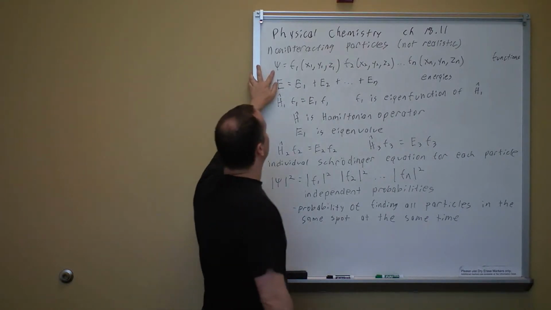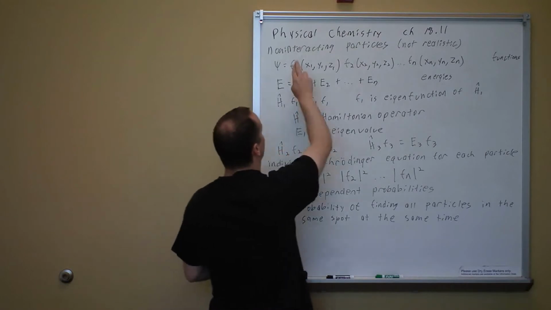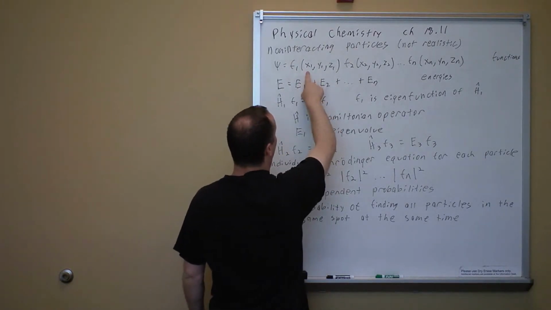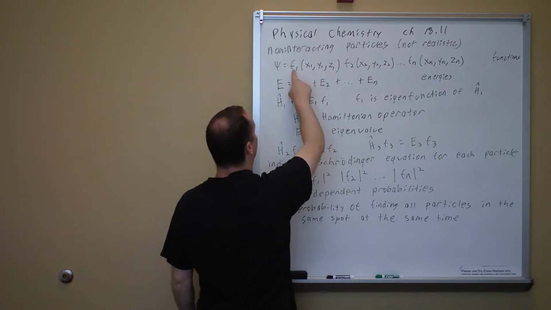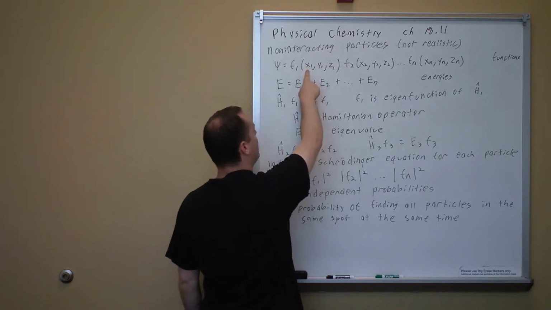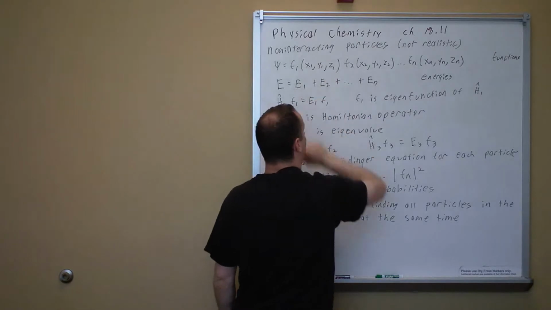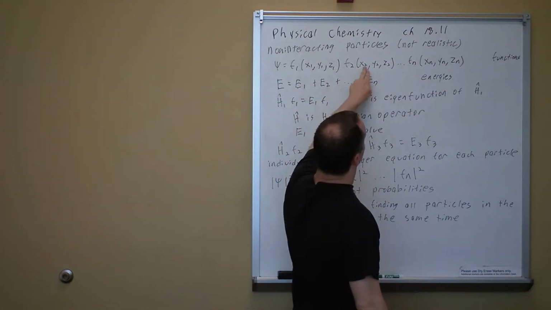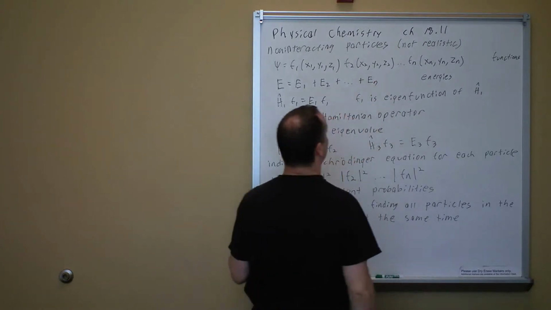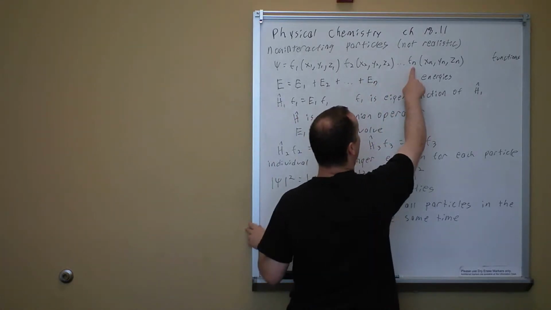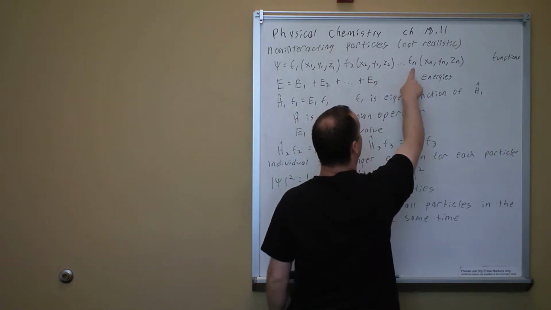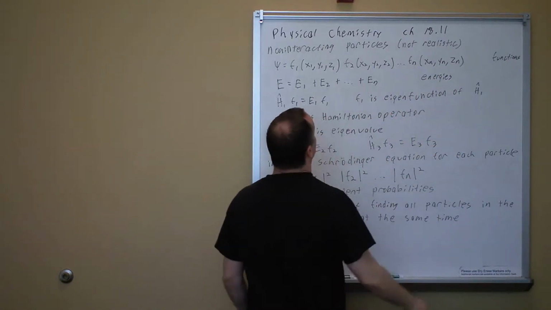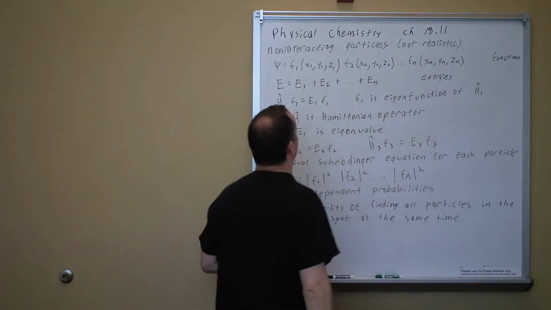So our psi function is going to be the product of these other functions. The function for particle 1, which would be a function of the x, y, z position of particle 1, times the function of particle 2, which would be a function of the x, y, z position of particle 2, and however n many particles we have, then we have the nth function of the x, y, z position of particle n. So we just multiply these functions together.